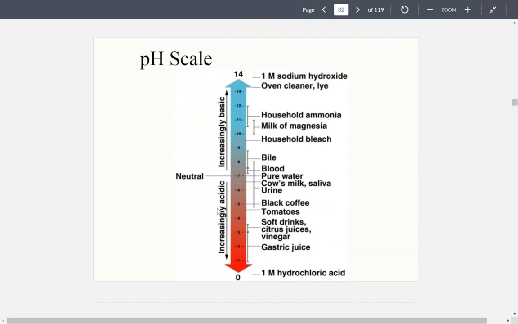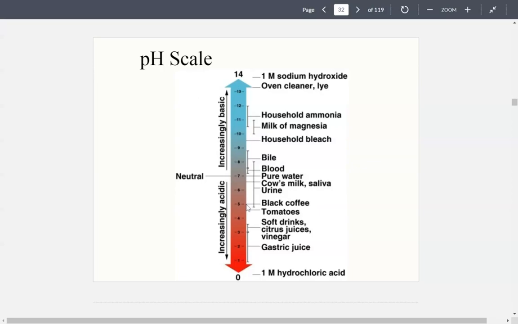All right, here's a pH scale. Neutral is 7. This is pure water. That's about the only thing we know of that has a pH of 7.0. Everything else is going to be slightly basic or slightly acidic. So we have things like cow's milk and saliva. Those are going to be like a 6.75, somewhere in there. Things like urine are actually closer to a pH of 6.